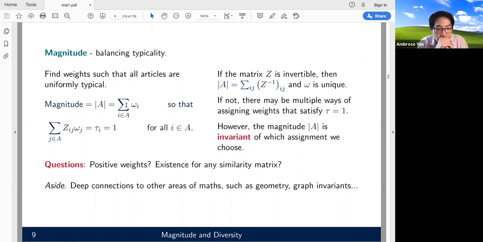So just to recap for a bit, this magnitude, this assignment of weights, is an assignment such that the typicality is uniform. A question is, do we actually get positive weights? Because it's easy to interpret positive weights. What does it mean to negatively weigh an article? That is slightly more difficult to understand from an applications point of view.